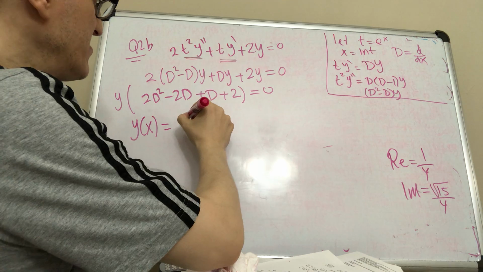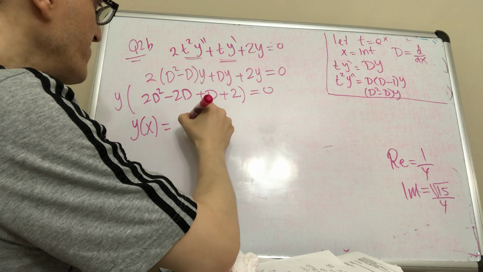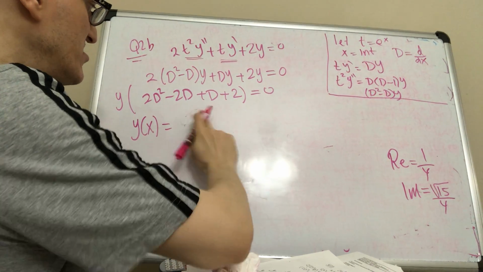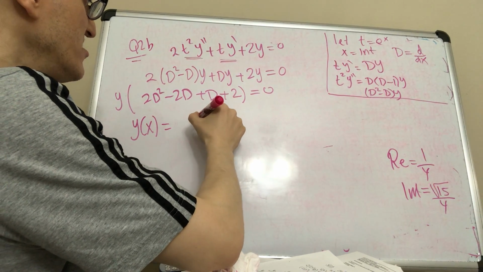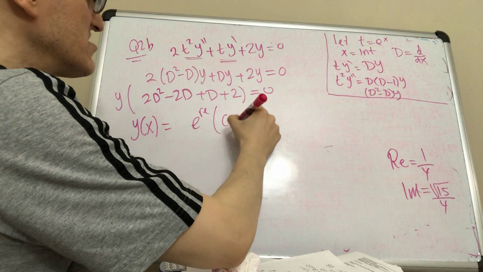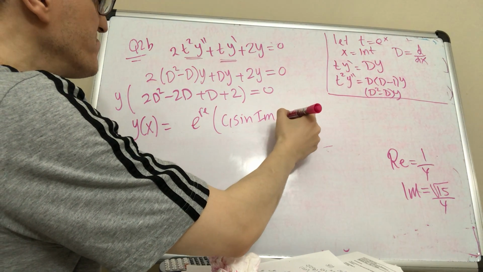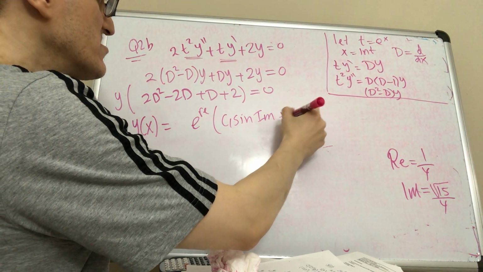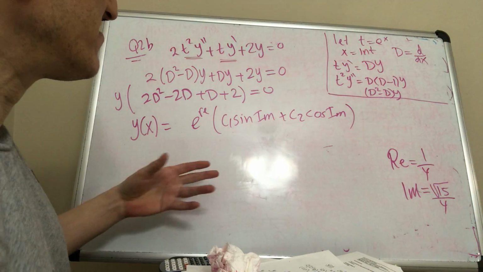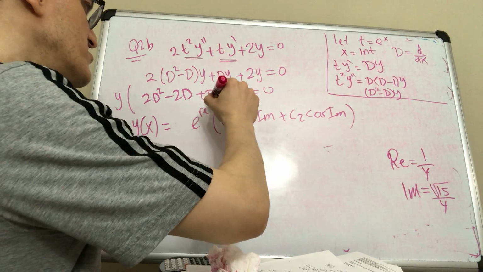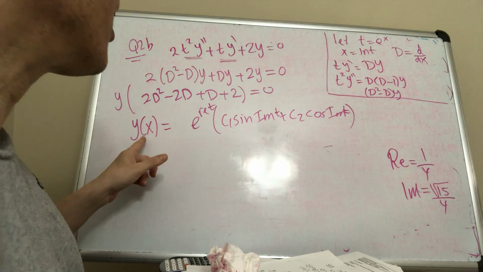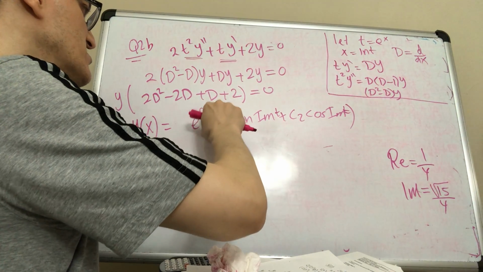For the sine cosine, it would be e to the real number. You can put the c1 first, doesn't matter. We prefer to put the e to the real number, c1 sine imaginary number, plus c2 cosine imaginary number. And c real number t, imaginary number t. But since we're doing it in x, so we put x here.